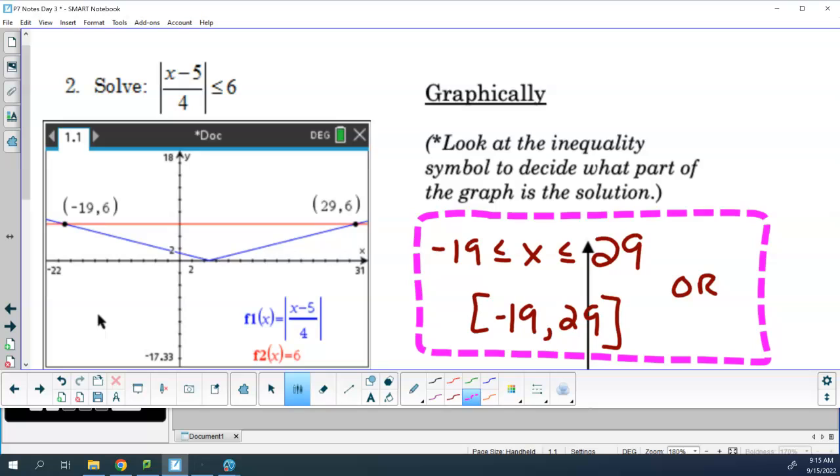But just -19 and 29 would not work for that one. If it were an equal sign in the original equation, yes, then it would just be those 2, -19 and 29. Okay?